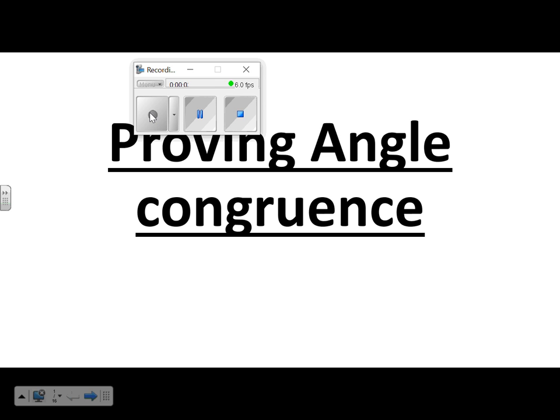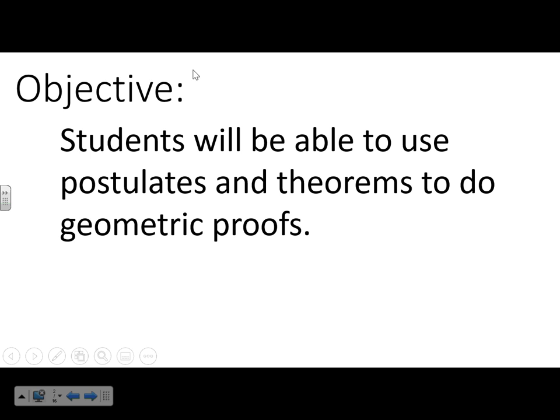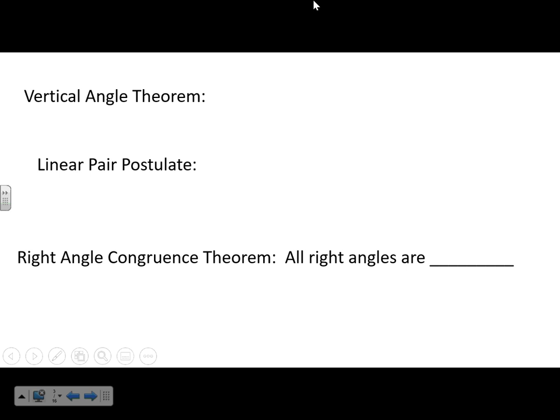This lesson is over proving angle congruence. The objective: students will be able to use postulates and theorems to do geometric proofs. So the first theorem we're going to talk about is the vertical angle theorem. Vertical angle theorem simply states that vertical angles are congruent. Vertical angles are all congruent. We kind of talked about that earlier, I believe.